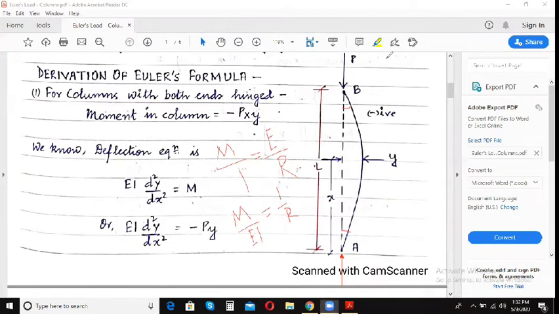Now what we are going to do, we are going to substitute this value of M, which is the moment, with this term minus Py. Clear? So we have done that, and we are going to simplify this expression in the form of a differential equation.